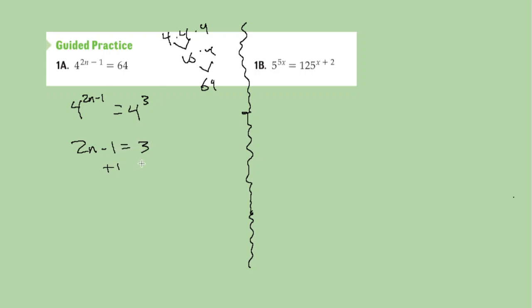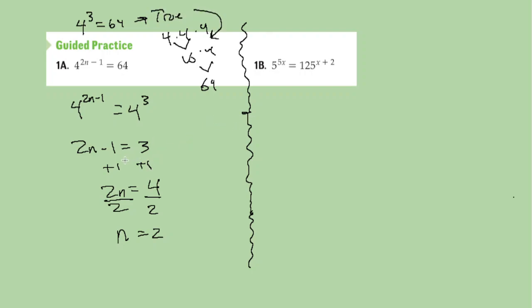So I'm going to have 2n minus 1 is equal to 3. So now we're going to add 1 to both sides, and it's just multi-step problem solving, right? 2n equals 4, divide by 2, and you get n is equal to 2. Let's plug it in. So 2 times 2 is 4 minus 1 is 3. So we would wind up with 4 to the third equals 64, which I know is true because I just did it down here, right? So that's how that one works.